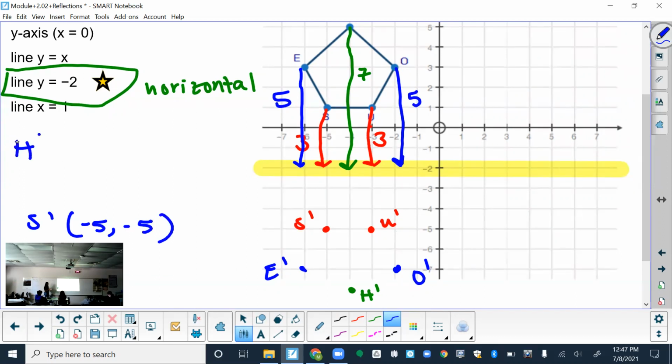All right, what about H prime? What's that XY value? I know it's like off a little bit, but that X value should be -4 and the Y value is -9. O primed is -2, -7.